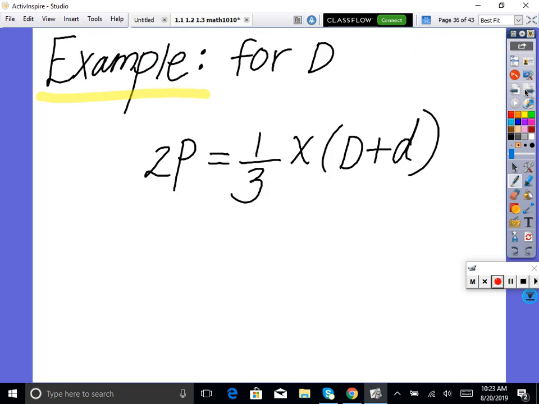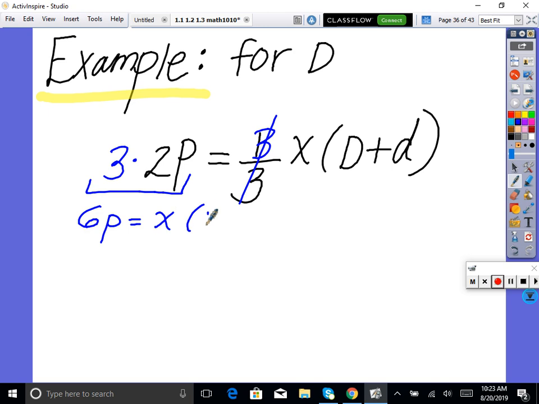Okay, here we go. Solve for big D here. Get big D alone. First step. I get rid of the 1/3. How do you get rid of 1/3? Times by? Can we times by 3, everybody? This is divide by 3. So I'm going to times by 3, times by 3. So what do I have here? 6p equals, that's gone. We have x, big D plus little d. Get big D alone.